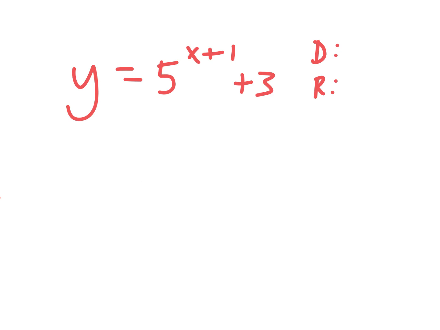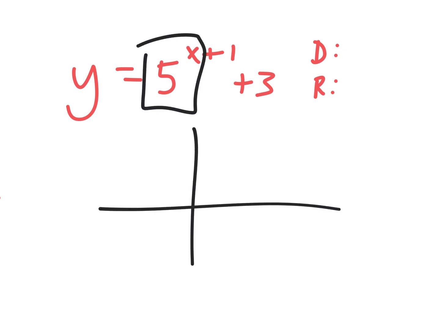So at least, do you know what 5 to the x would kind of look like? And then you just have to move it a little bit. If you've forgotten what that looks like, everybody that knows, would you please draw it in the air? What does 5 to the x look like?